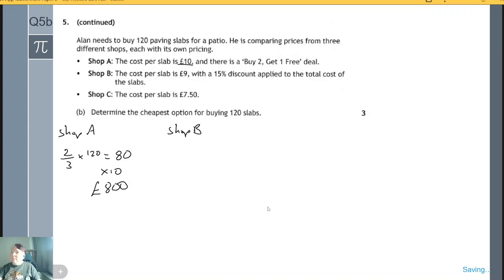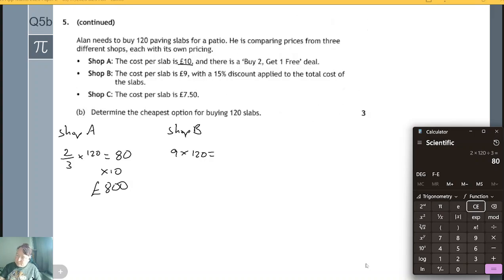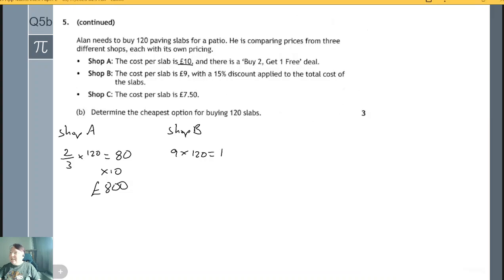Shop B got £9 per slab and a discount of 15% on the total. So we've got 9 times our 120, 1080. We're going to take away 15%. So we've got 100, take away 15 is what? 85. So he's paying for 85% of them.